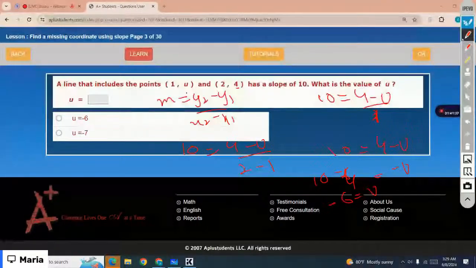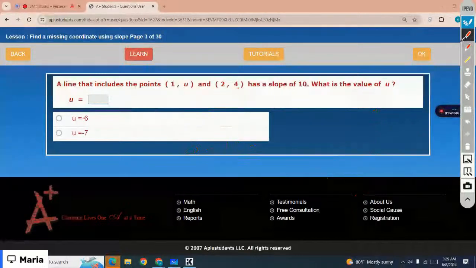So the correct option is v equals, sorry, negative 6. Option number 1 is the correct option.